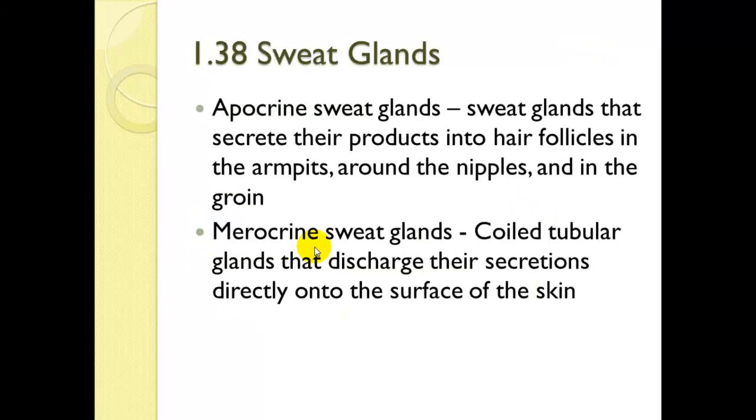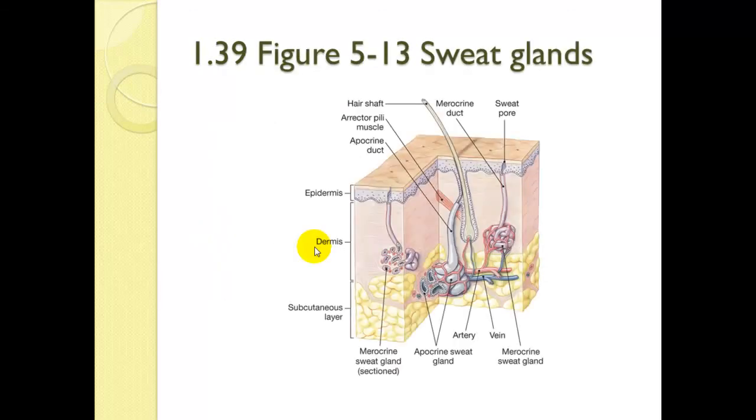Sweat glands. We have apocrine sweat glands, sweat glands that secrete their products into the hair follicles, in the armpits, around the nipples, and in the groin. And then we have merocrine sweat glands, coiled tubular glands that discharge their secretions directly onto the surface of the skin. And these are the different types of sweat glands. This is a merocrine, and this is an apocrine. Another merocrine sweat gland.